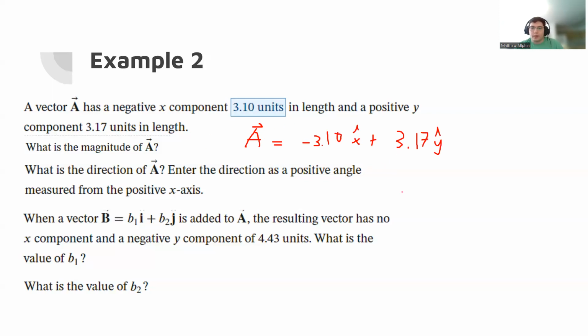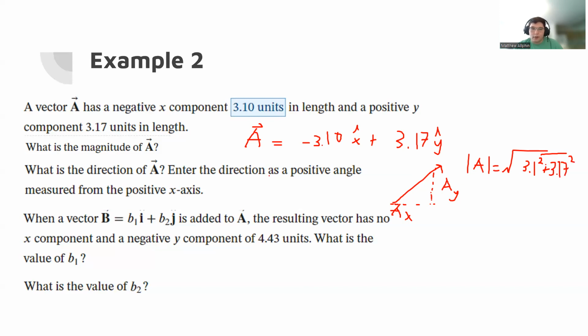The magnitude of a vector, again, you just think of it as the hypotenuse of a triangle. So this would be my x component, call it A sub x, and this would be my y component, A sub y, and you just use the Pythagorean theorem to solve that. So the magnitude of A is the square root of 3.1 squared, well, it's a negative 3.1, but because it's squared, it doesn't matter, plus 3.17 squared.